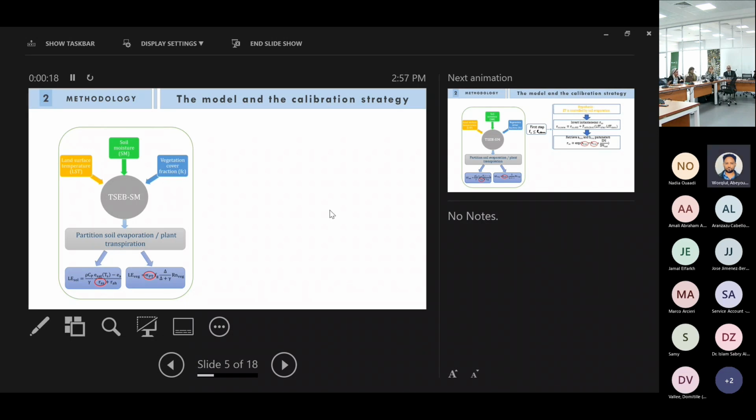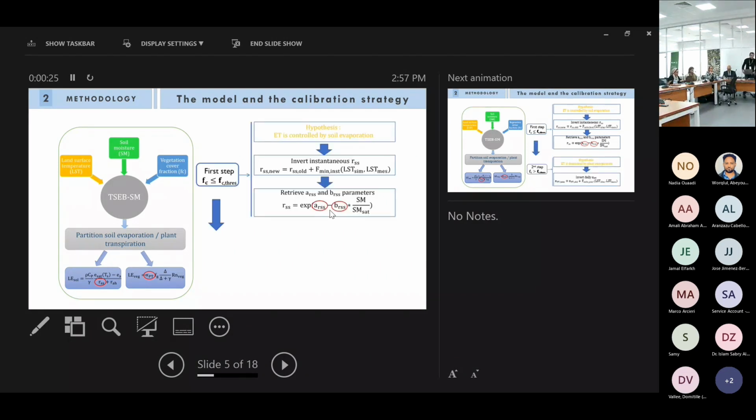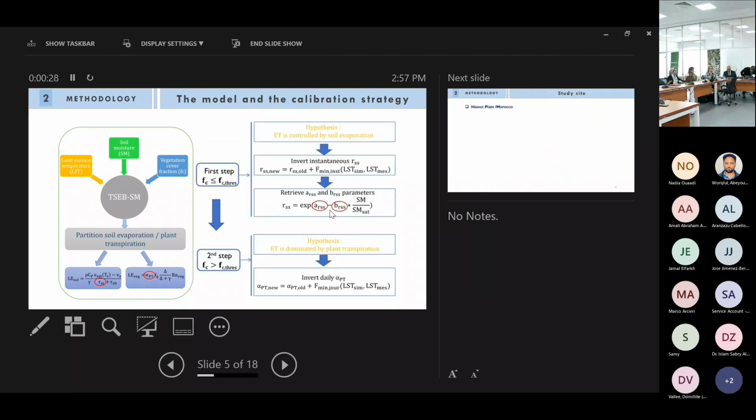Okay, thank you. I will continue the presentation as we don't have enough time to repeat from the beginning. So we arrive at the second step of our calibration model. As I said, we suppose that the process of evapotranspiration is controlled by transpiration as the soil is fully covered by vegetation. What we do is invert a daily Priestley-Taylor coefficient by minimizing the cost function between land surface temperature measured and simulated by the model.